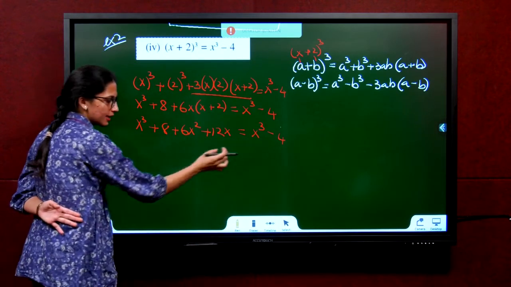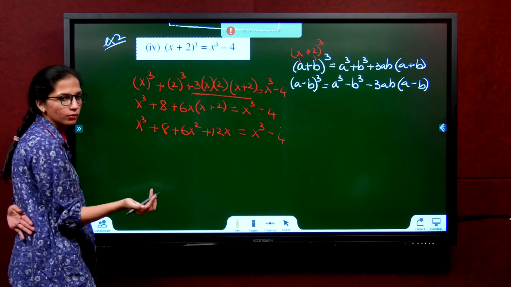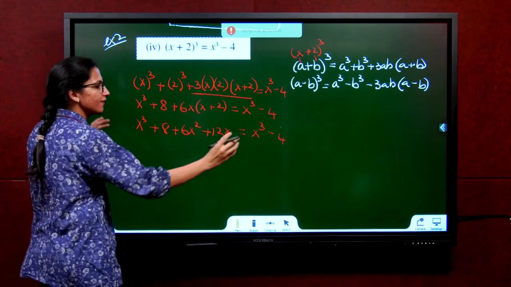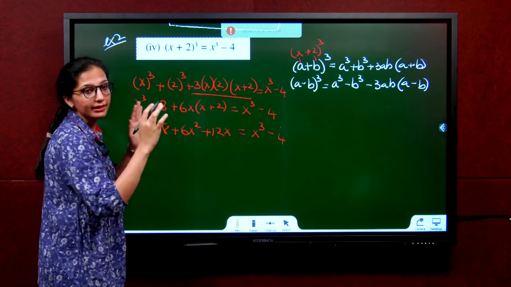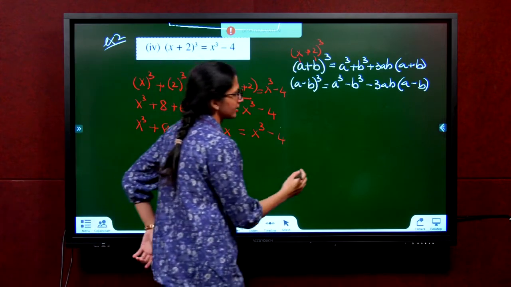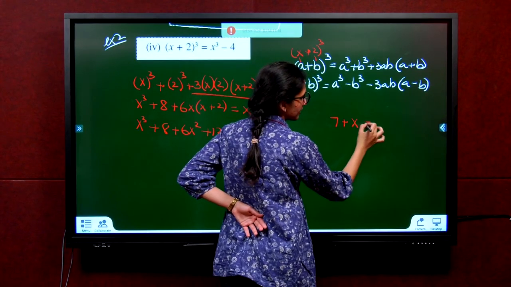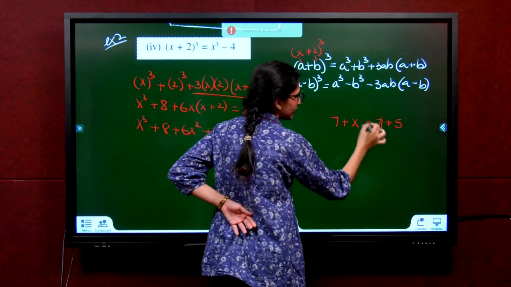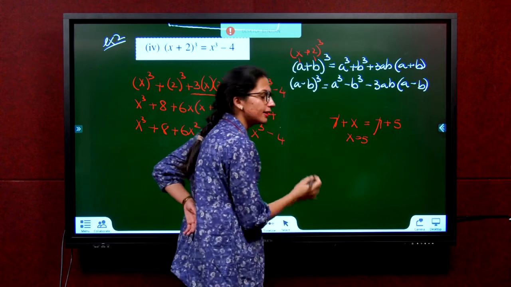x cube comes this side, it will be minus x cube. So it cancels. We already know that. From now, we will go a step higher. If we have the same terms on the left hand side and the right hand side, we can cancel them. Let's see for an example. 7 plus x is equal to 7 plus 5. 7, 7 cancels. x equals 5. Is it possible? Yes, it is.